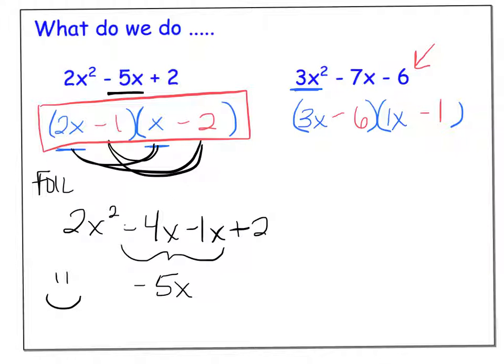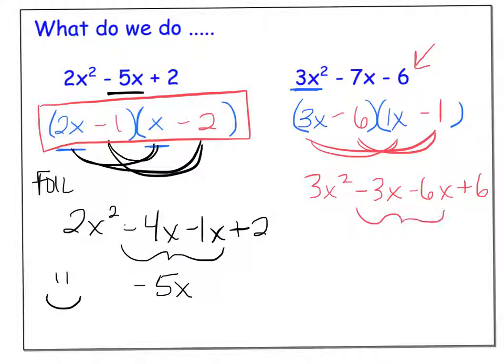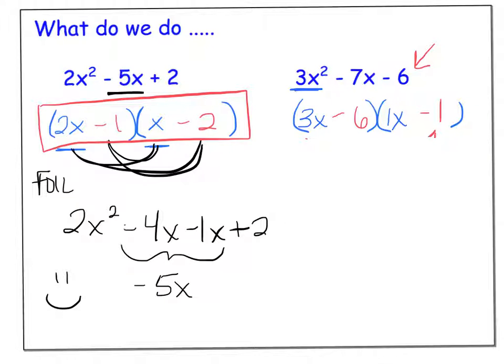So let's see if I got it right. 3x times x is 3x squared. My outer terms give me a negative 3x. My inner terms give me a negative 6x, and my last terms give me a positive 6. Do my middle terms give me a negative 7x? No, they give me a negative 9x. So you know that you did not pick the right combination. You could try switching them, so I will. I'll put a 6 over here and a 1 over there. Try it again.